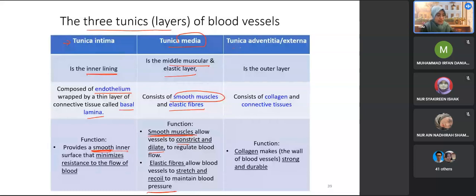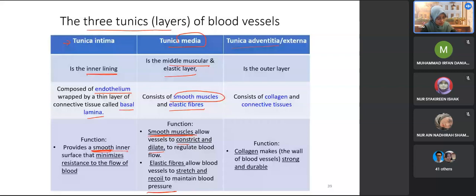Next is tunica adventitia, the outer layer. Tunica adventitia or tunica externa. It is the outer layer. It consists of collagen and also connective tissue. The function of the collagen of the adventitia is that it makes the blood vessels much stronger and durable. Because the vessel is receiving blood that flows with high pressure and high velocity, that's why the outer layer is made up of collagen to make the blood vessels much stronger and durable.